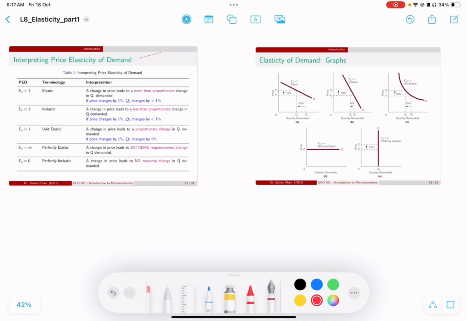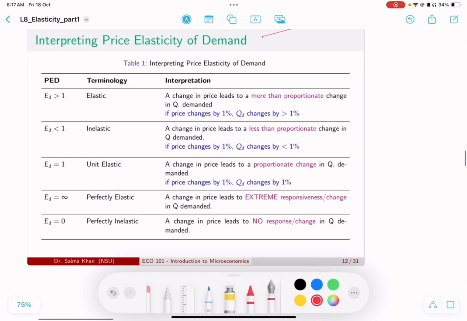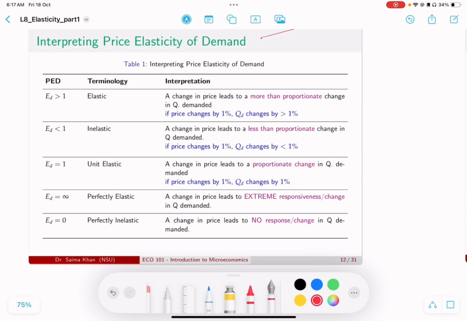So in this video, we are going to focus on this. We are going to try and understand how we should be interpreting the elasticity of demand when it's more than one, less than one, equals to one, zero, or infinity.